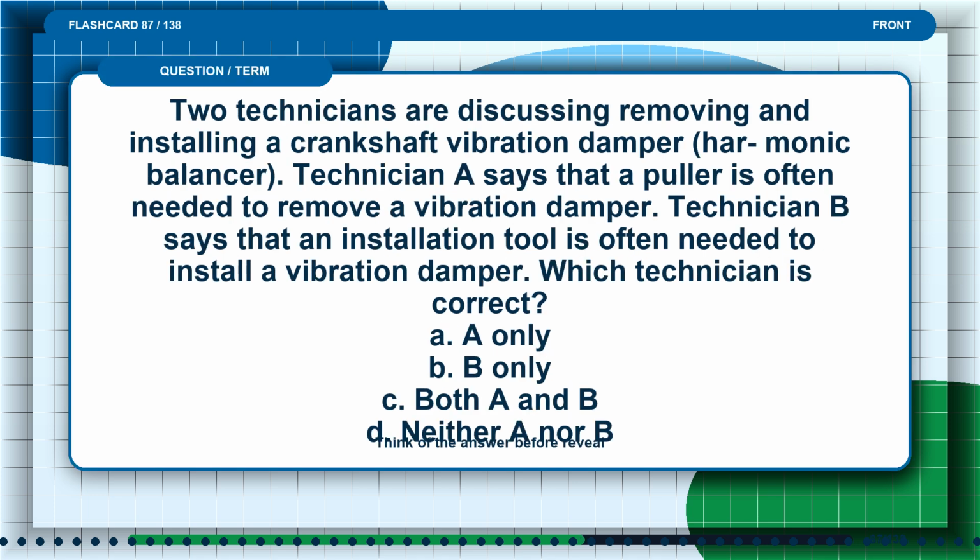Flashcard 87. Two technicians are discussing removing and installing a crankshaft vibration damper, harmonic balancer. Technician A says that a puller is often needed to remove a vibration damper. Technician B says that an installation tool is often needed to install a vibration damper. Which technician is correct? A. Only A. B. Only B. C. Both A and B. D. Neither A nor B. Pause and think of the answer before the reveal.